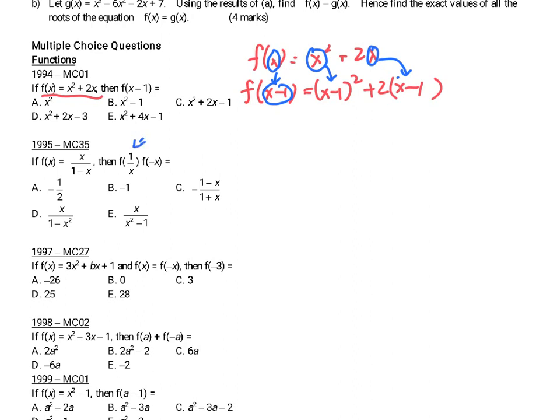So this one is very similar. You replace x with 1 over x, and for this one you replace x with negative x, and then you multiply them. This is the same as above: substitute x with 1 over x and with negative x, then multiply the two functions. After you substitute, multiply them together, and then you are done.